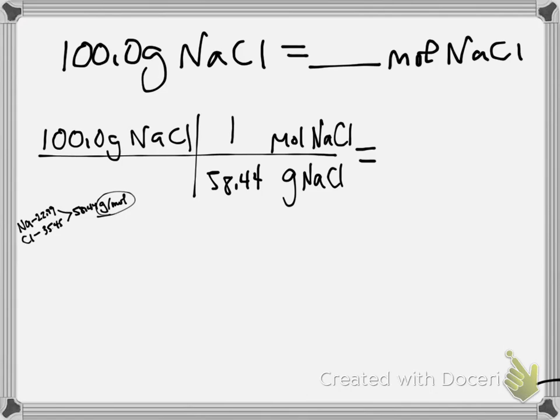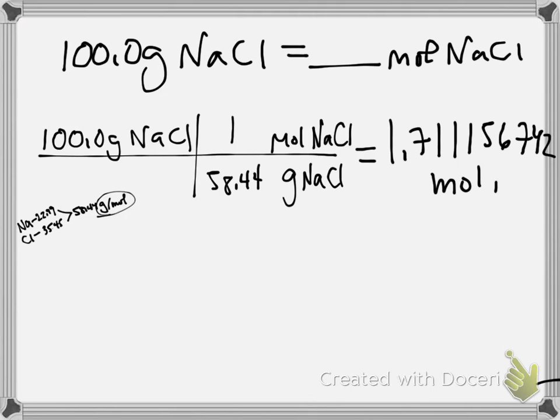So I get a raw answer of 1.711 56.742 moles NaCl. What governs my sig figs here? The 100. How many sig figs are there? It's tough because it's all zeros. 4.